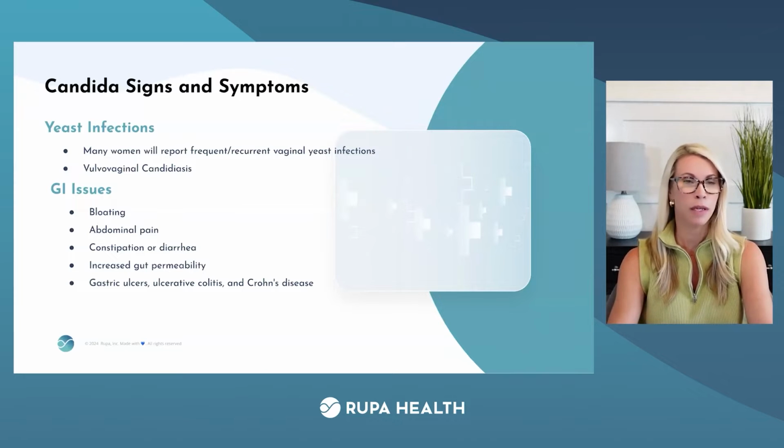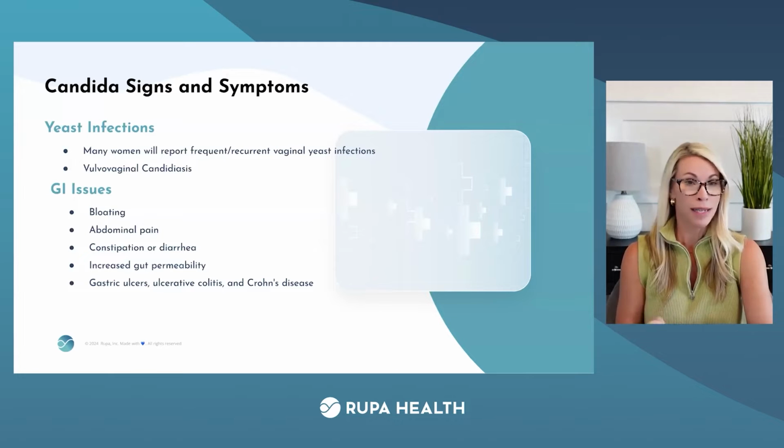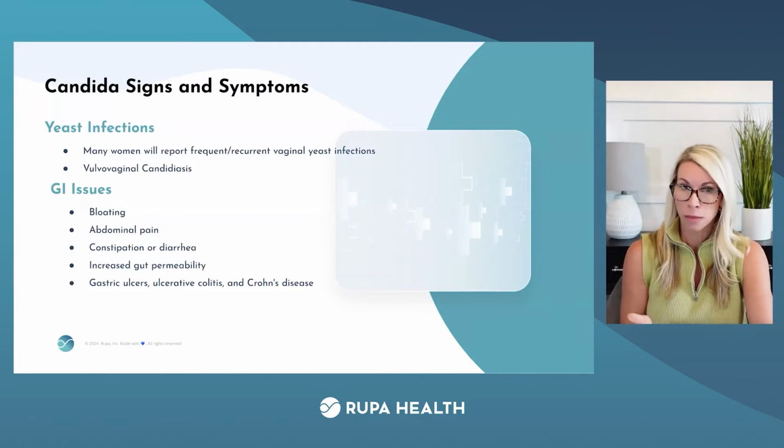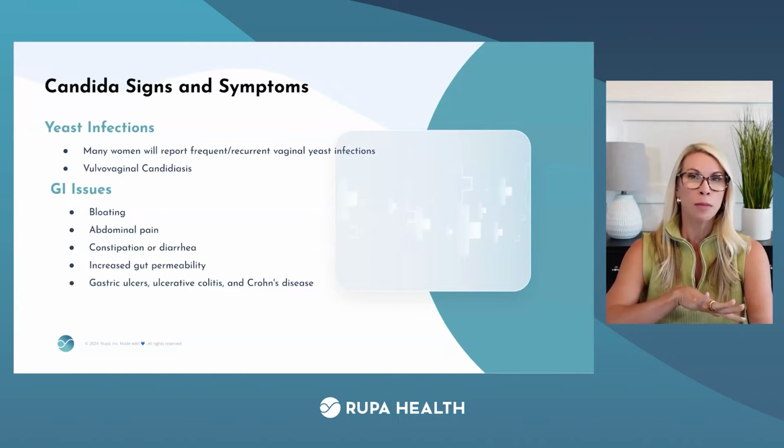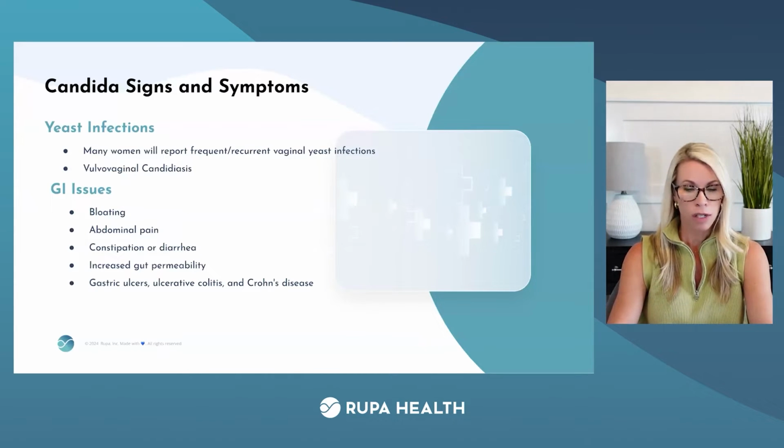Abdominal pain, maybe just cramping, discomfort. You might see constipation, or you might see diarrhea, or you could even see a mixed picture of both. So think more of like your IBS type patients. You can see also increased gut permeability for sure. And then there are some studies that show that an overgrowth of Candida is associated more with gastric ulcers and with your IBD patients, your ulcerative colitis, your Crohn's patients. So more common in those patient populations.